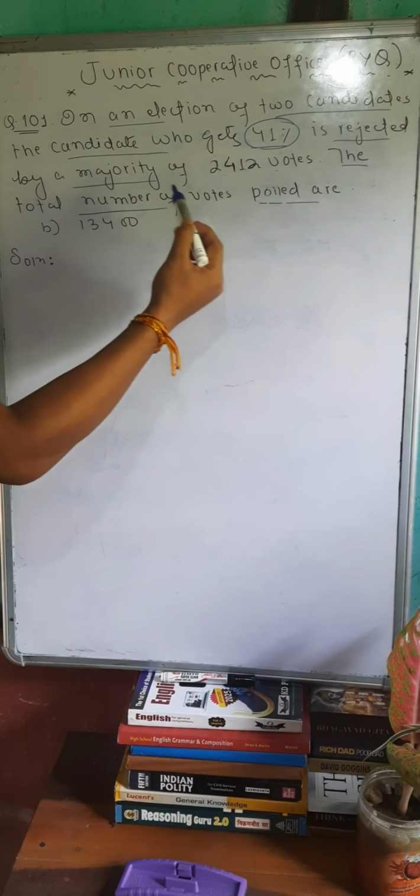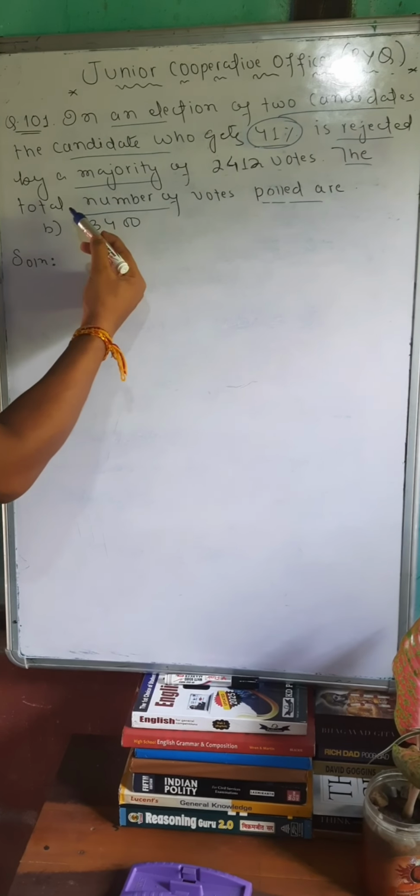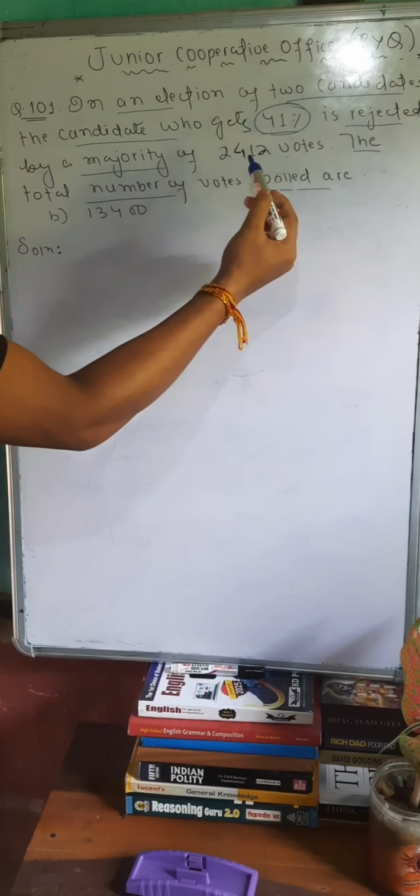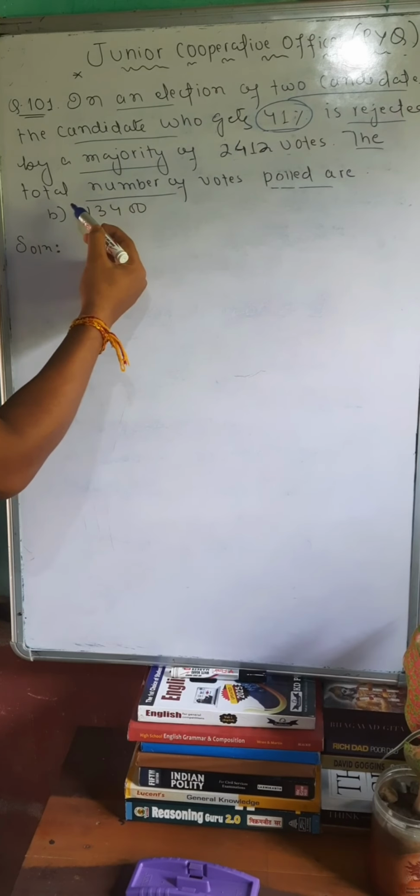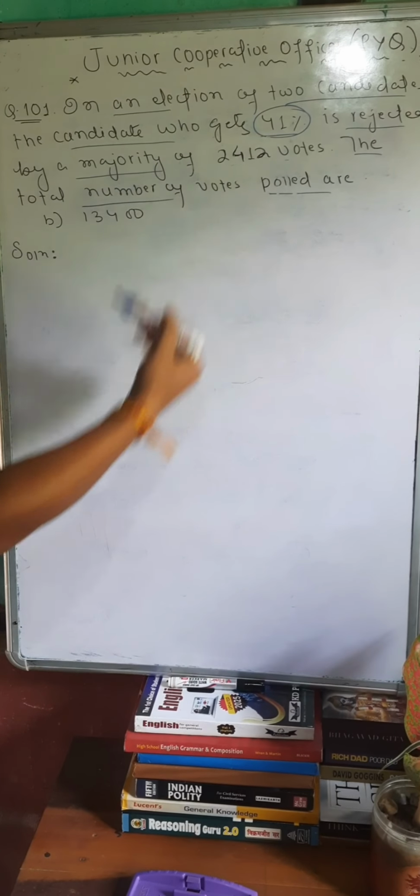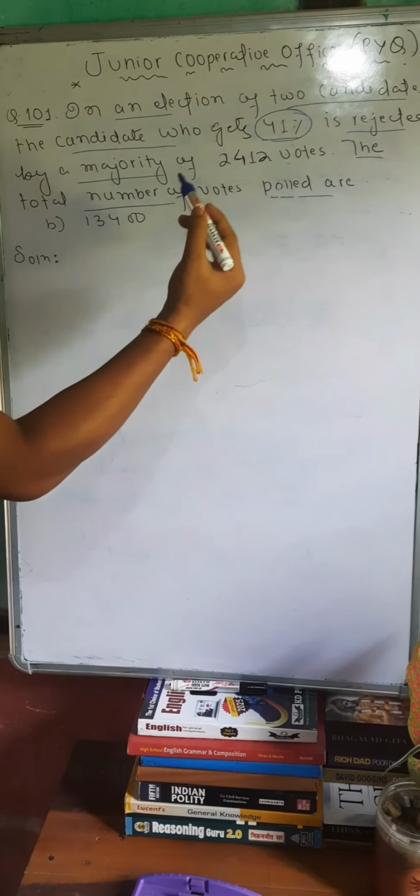So here is our first question, 101. In an election of two candidates, the candidate who gets 41% is rejected by a majority of 2412 votes. The total number of votes polled are.